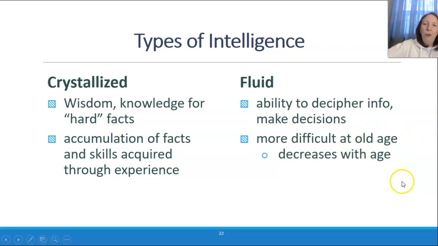And that is fluid intelligence. So the ability to decipher information, make decisions, maybe even learn new things like technology. It's more difficult at old age, or in other words, does your fluid intelligence actually decrease with age? So on the one hand, you know a lot more stuff because you've lived a nice long life acquiring tons of knowledge, but then can you access it and can you use it?